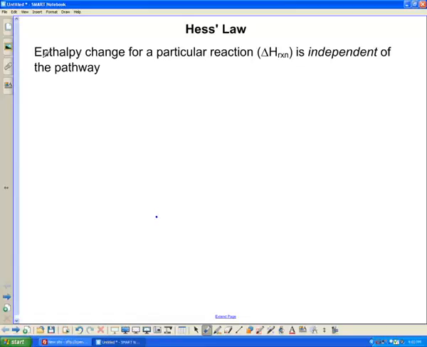What Hess's Law talks about is the enthalpy change, and we've seen what enthalpy change means before. The enthalpy change for a particular reaction, as indicated by delta H reaction, is independent of the pathway. In other words, no matter how you get to a particular product, provided you start off with at least vaguely similar starting materials, the overall enthalpy change will be the same.